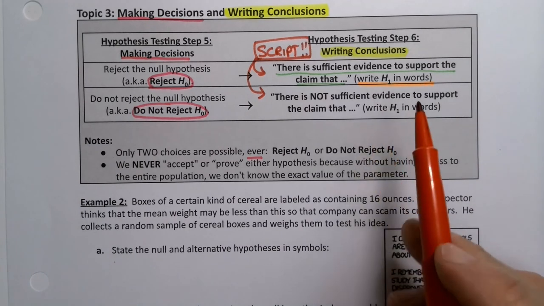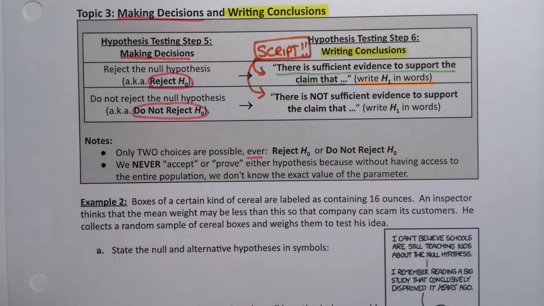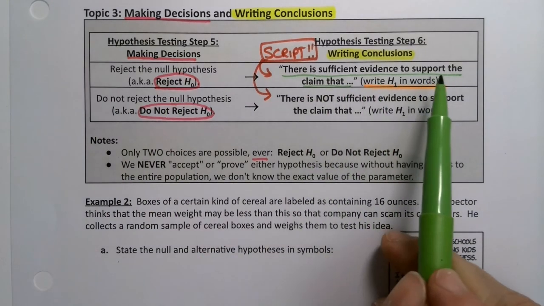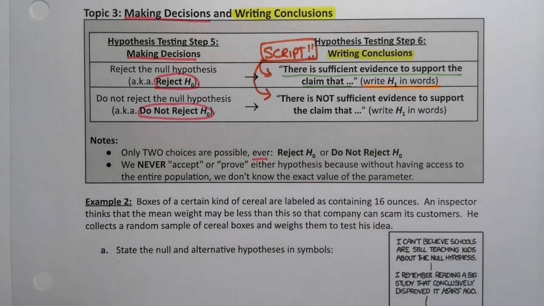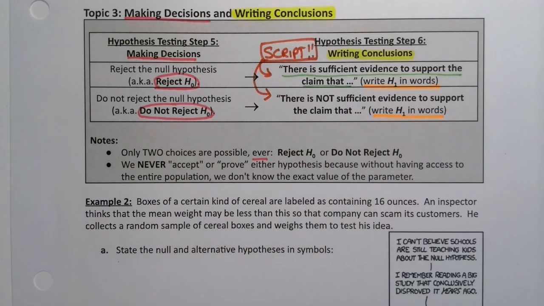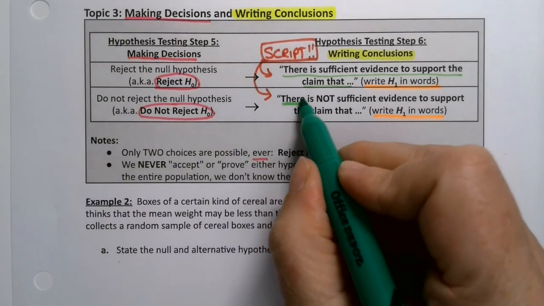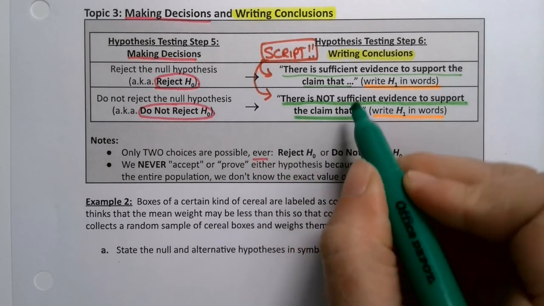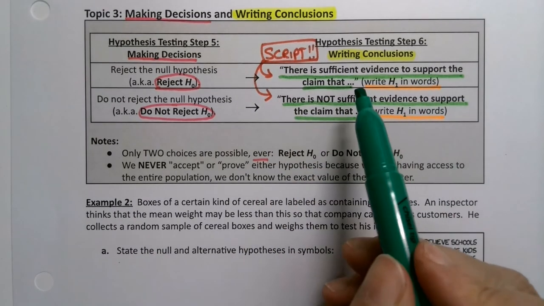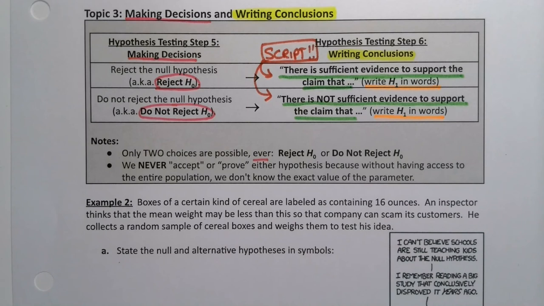So if you do reject H naught, you're saying, look, I don't think H naught was true. There is sufficient evidence to support the claim of H1. And you're going to write H1 with context in words. And then if you do not reject H naught, you write there is not sufficient evidence to support the claim that. This is all you ever get to write. You don't get to deviate from that, with the exception that sometimes I accept the word enough instead of sufficient. But that's about it.